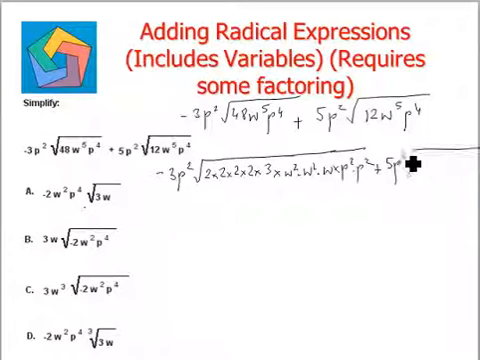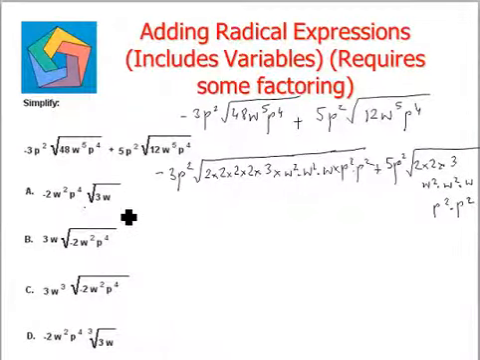48 can be factored as 2 times 2 times 2 times 2 times 3. w to the power of 5 can be written as w squared times w squared times w, and p to the power of 4 can be written as p squared times p squared, plus 5p squared. Inside the radical we have 2 times 2 times 3, then w squared times w squared times w, and p to the power of 4 can be written as p squared times p squared. All this expression is under the radical sign.